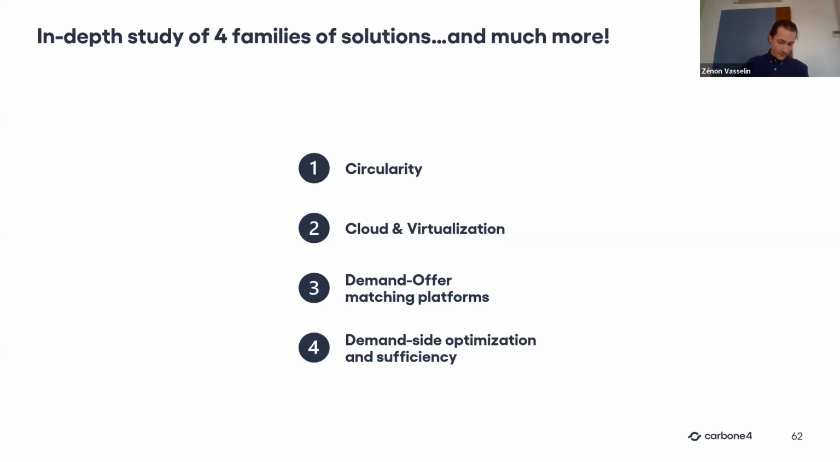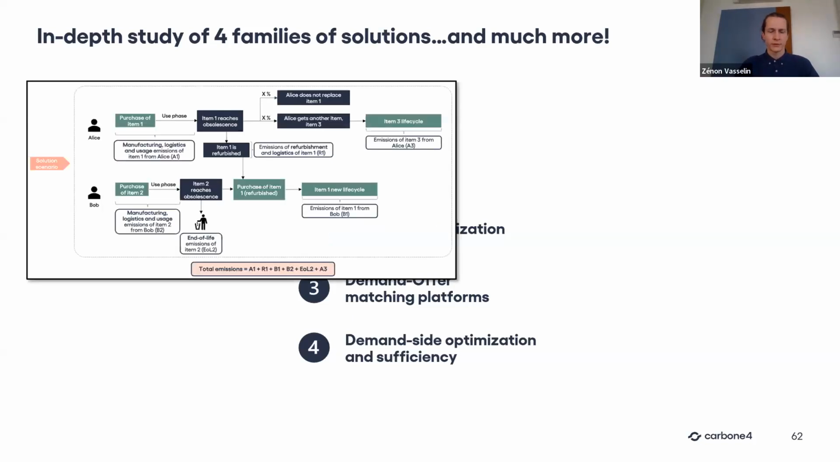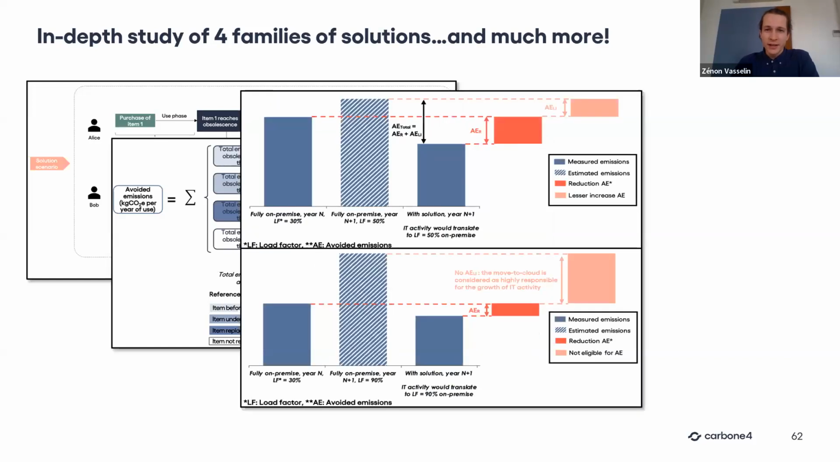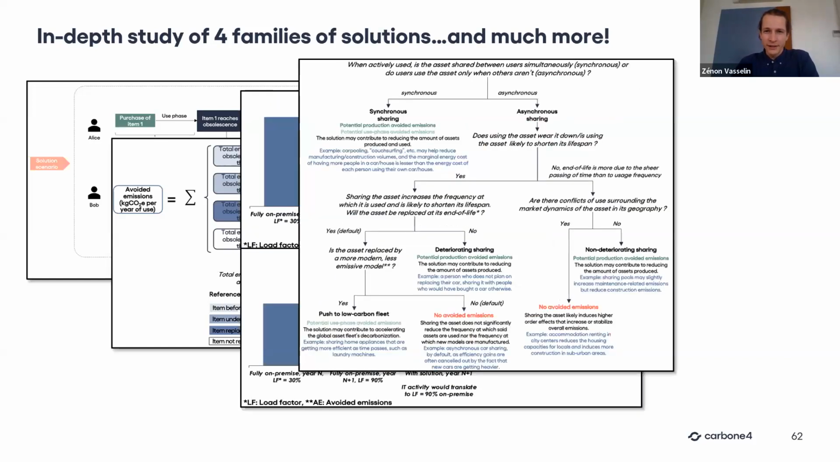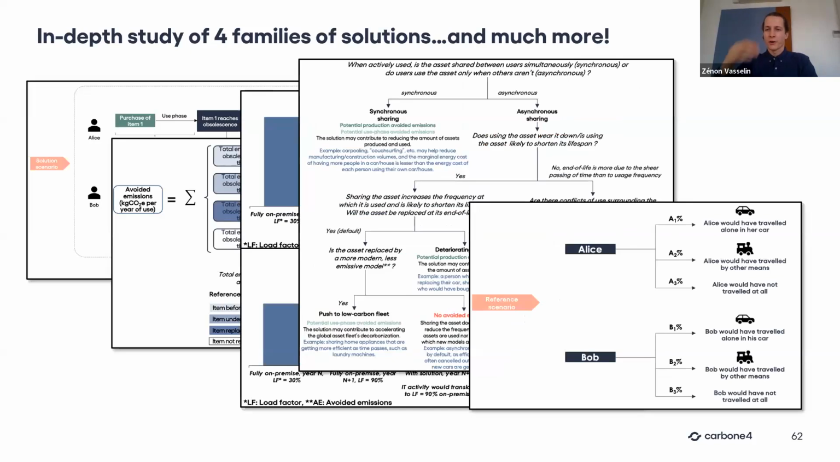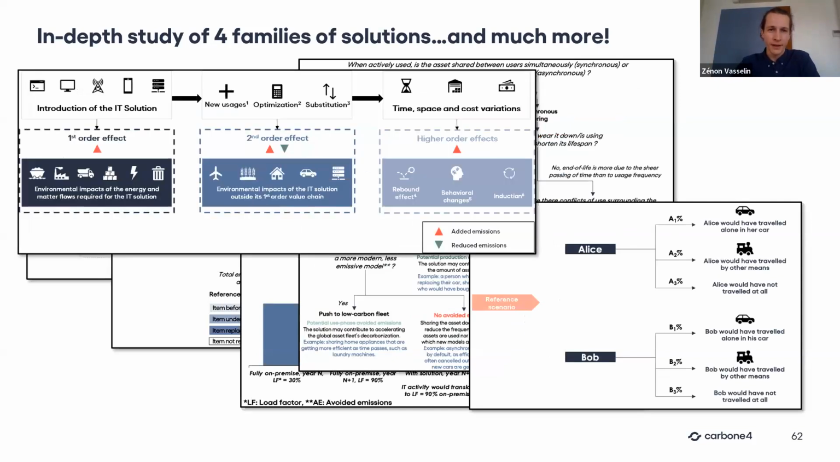So the report contains many details and answers many questions. We have also included many graphs, many figures, decision trees, equations, histograms everywhere, other decision trees, and so on. So if you want to know if Bob would have taken the same car as Alice in a given scenario, then you should definitely read the report.